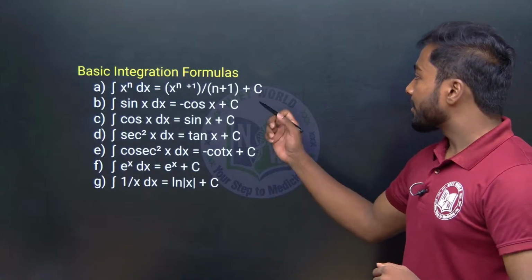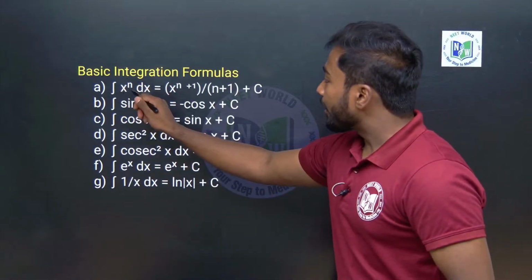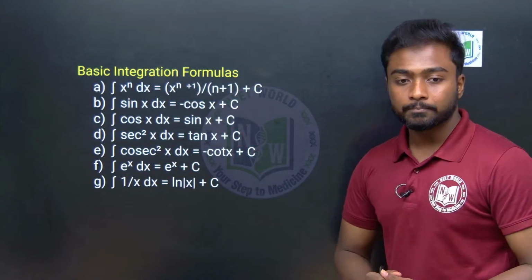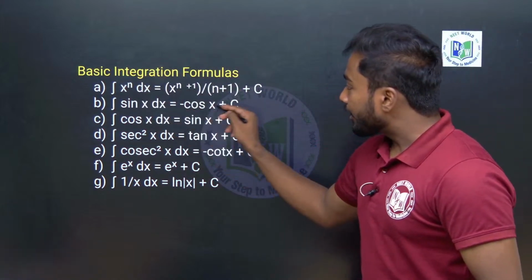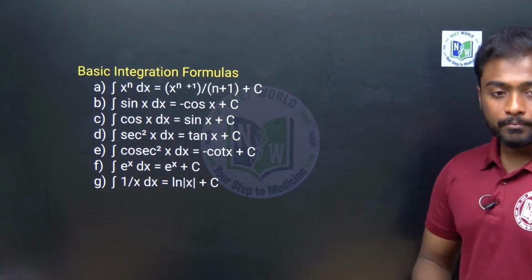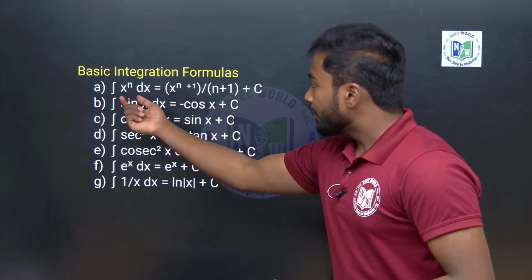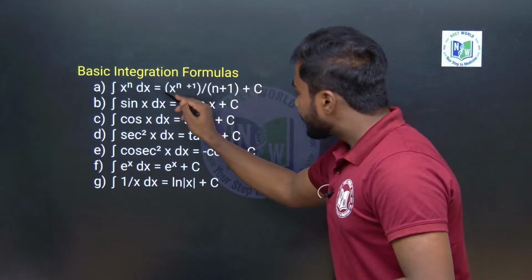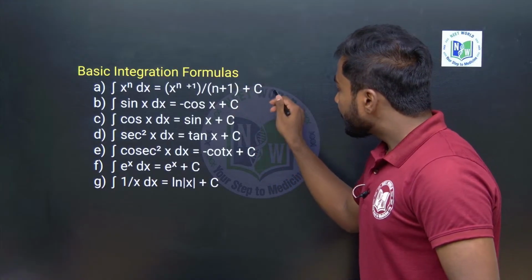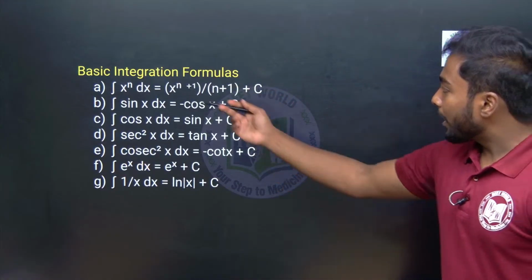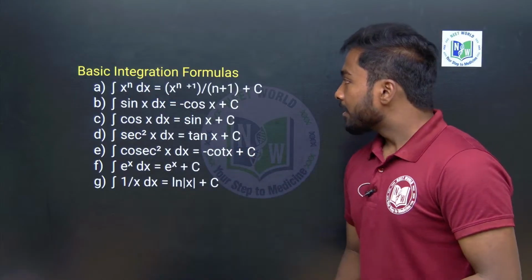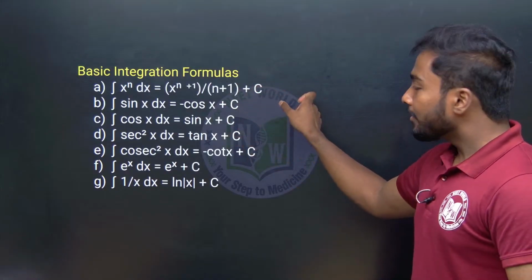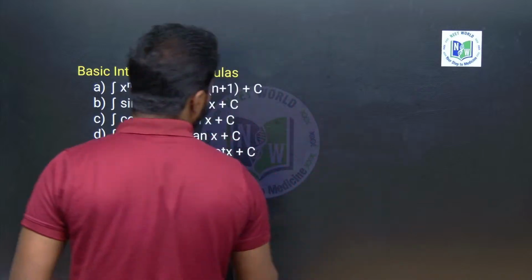So some basic formulas are there. The integral of x power n dx is equal to x power n plus 1 by n plus 1. Whatever you are integrating, a constant will be added. Understood? If I integrate x, some constant will be added. If I differentiate this equation, what is the differentiation of a constant? 0. Then I will get the same integration formula, right? That's why whenever we do integration, after getting the answer, I add a constant called c. So c is a constant here.